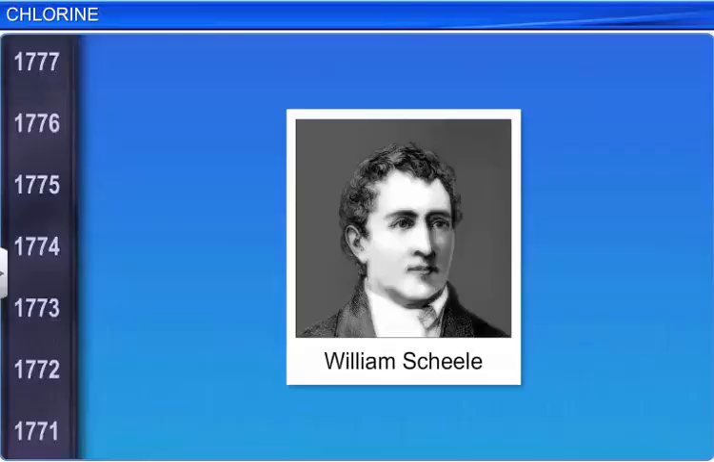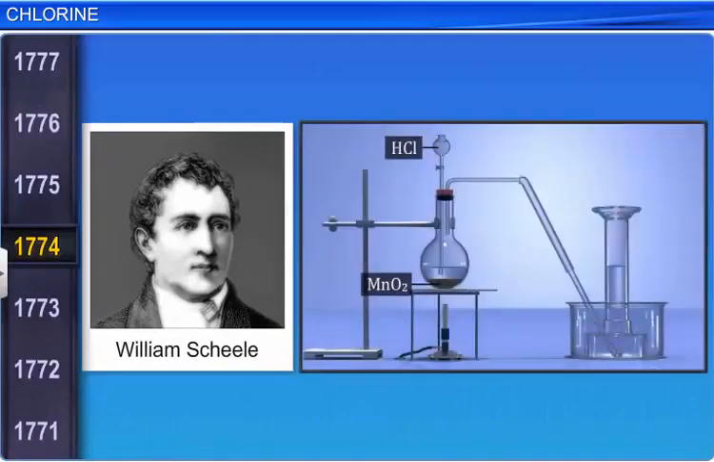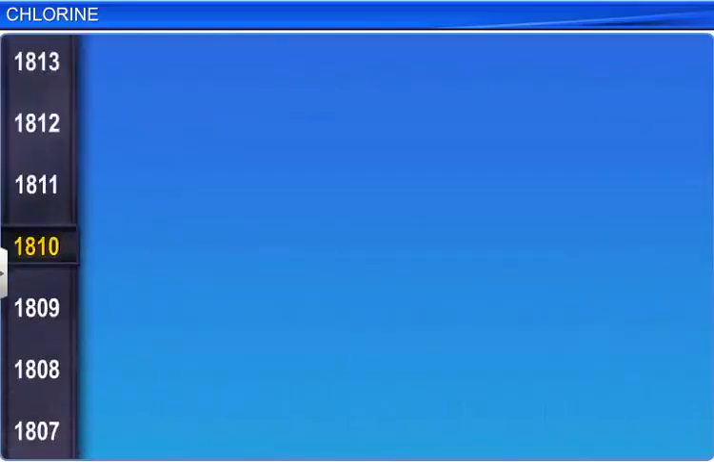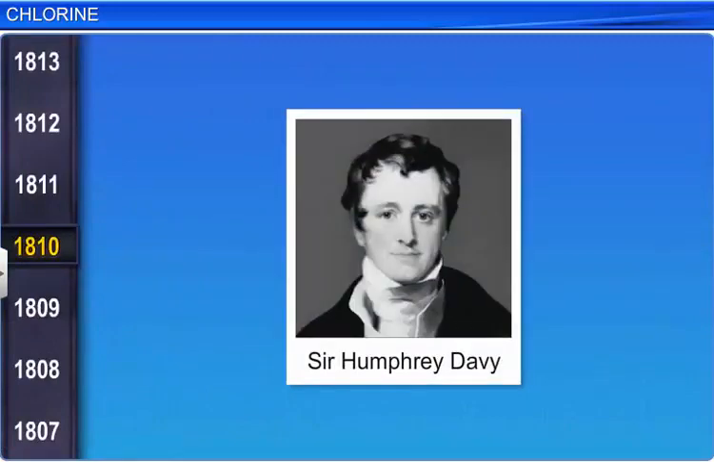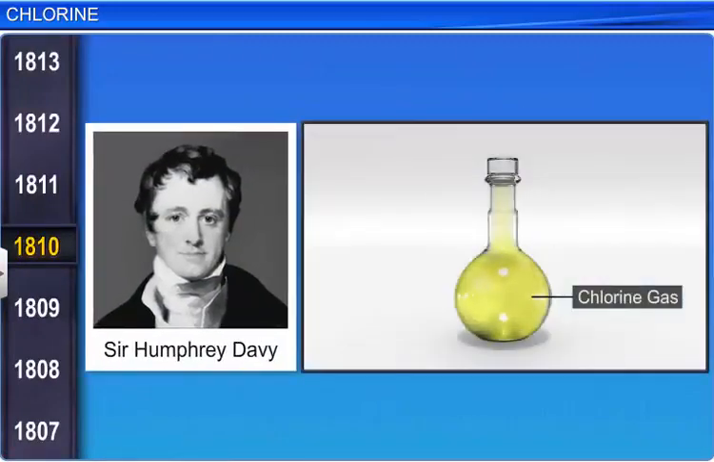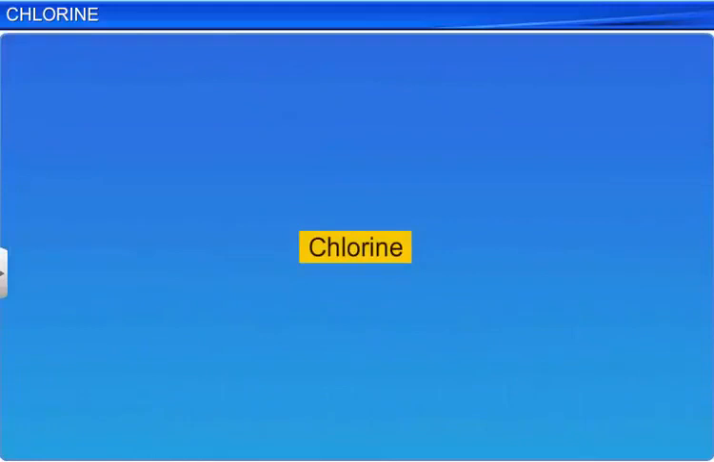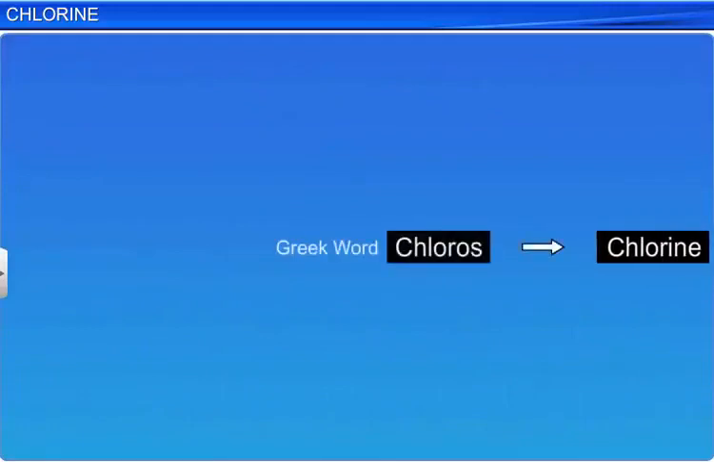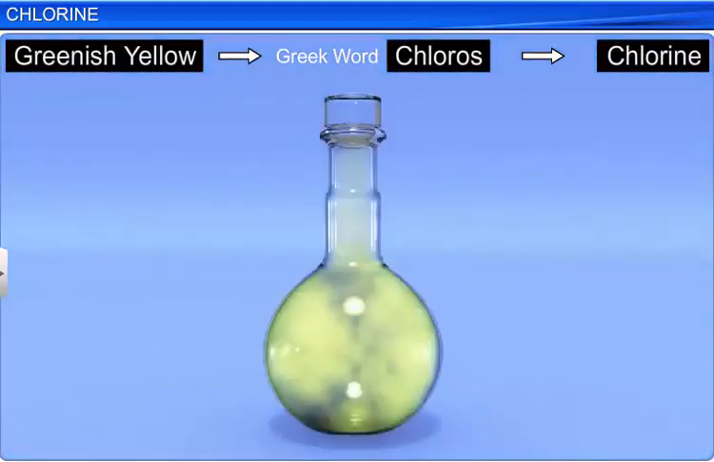Chlorine was first prepared by Scheele in 1774 by the action of hydrochloric acid on manganese dioxide. In 1810, Davy established its elementary nature and suggested the name chlorine on account of its color. The name chlorine is derived from the Greek word chloris, which means greenish yellow. Chlorine is a greenish yellow gas.